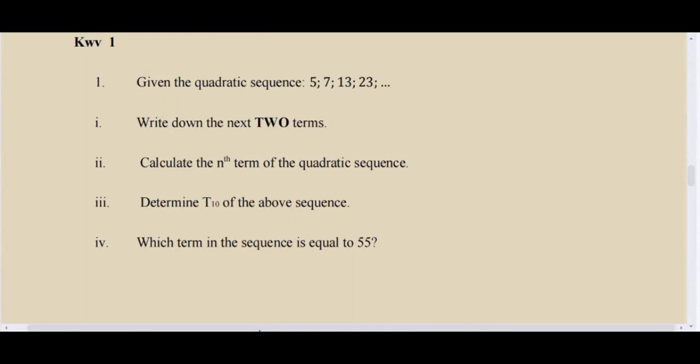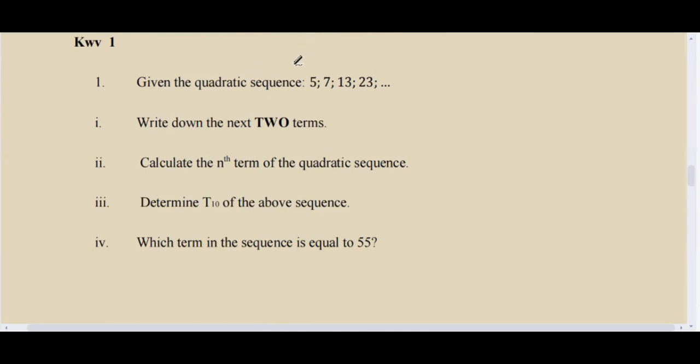In today's lesson, we're going to be looking at quadratic sequences. And without any further ado, let's look at this question that we have here. It says, given the quadratic sequence 5, 7, 13, 23, question number 1 says, write down the next two terms. But before we do that, let's discuss this.